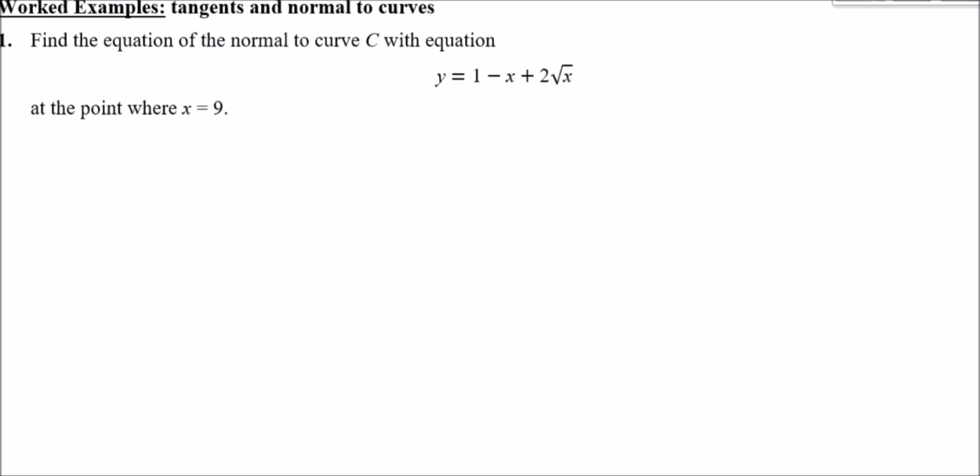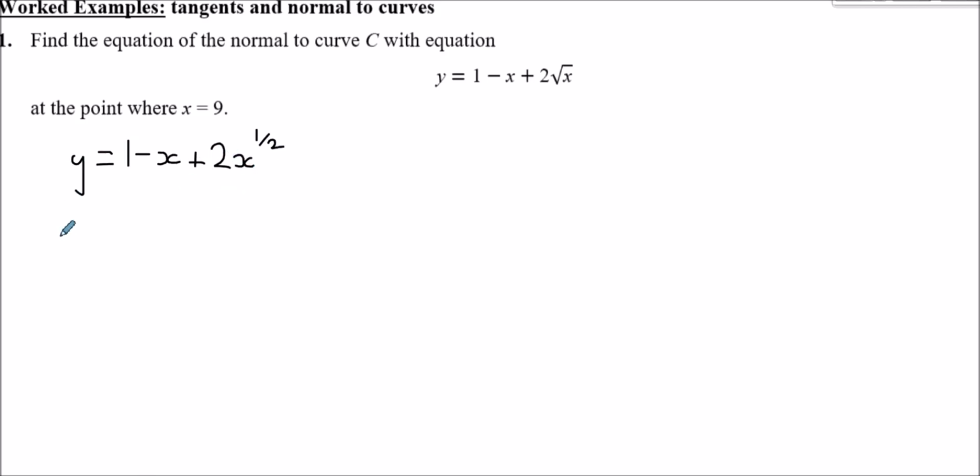So let's have a look at a worked example on these and see if we can make some sense of them. Question 1: we need to find the equation of the normal to the curve C, where the curve C has equation y equals 1 minus x plus 2 root x, at the point where x is equal to 9. One thing we need to do is rewrite C with the x's in index form to make them easier to differentiate. So we've got y equals 1 minus x, and the square root of x is the same as x to the power of 1/2. Now this is easily differentiable.